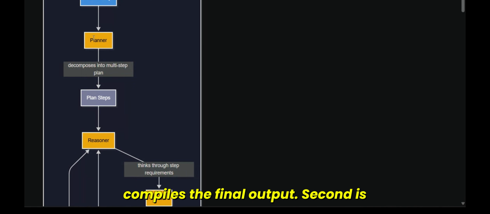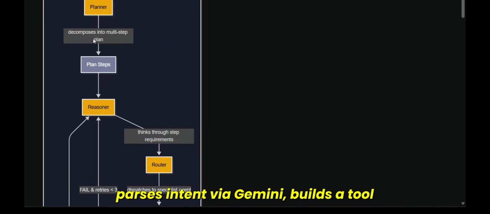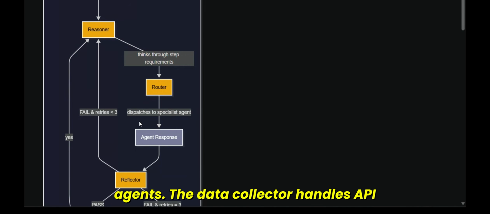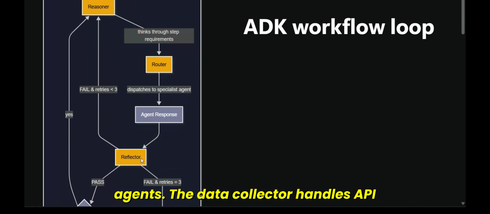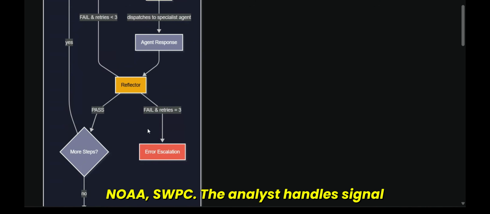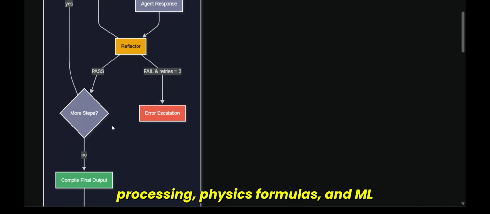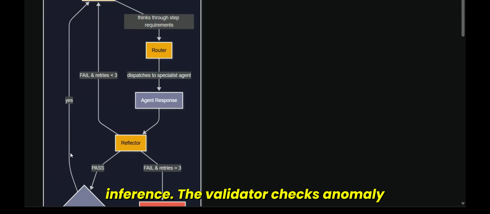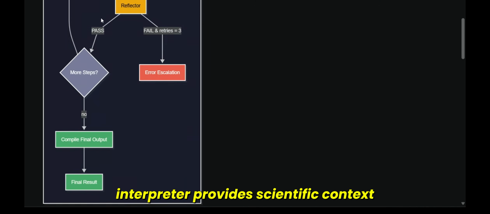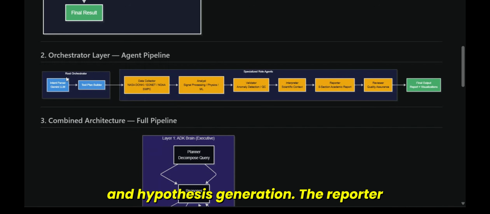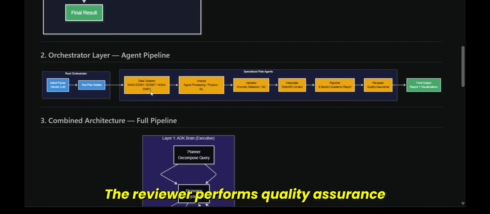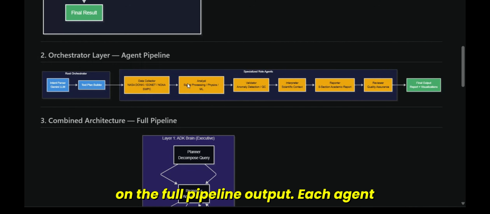Second is the orchestrator layer. A root orchestrator parses intent via Gemini, builds a tool plan, and coordinates specialized role agents. The data collector handles API ingestion from NASA DONKI, EONET, and NOAA SWPC. The analyst handles signal processing, physics formulas, and ML inference. The validator checks anomaly detection and physical consistency. The interpreter provides scientific context and hypothesis generation. The reporter generates 8-section academic reports. The reviewer performs quality assurance on the full pipeline output.